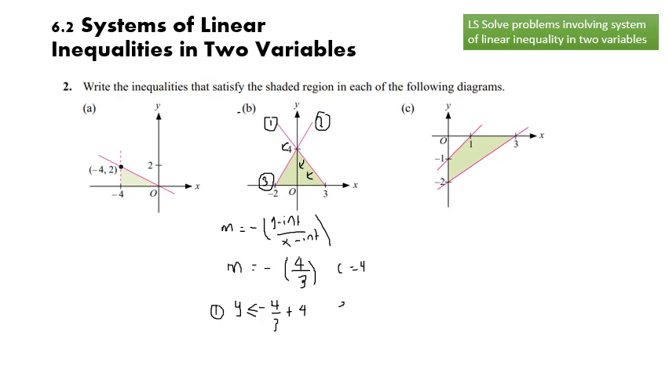My second one, just like previously, I need to find the gradient first. So this is my line. So my gradient is m equals to negative y-intercept. So my y-intercept is 4, they share the same y-intercept, over my x-intercept is negative 2.